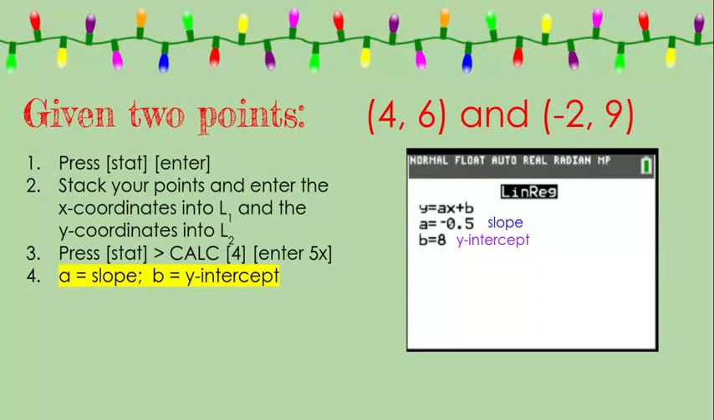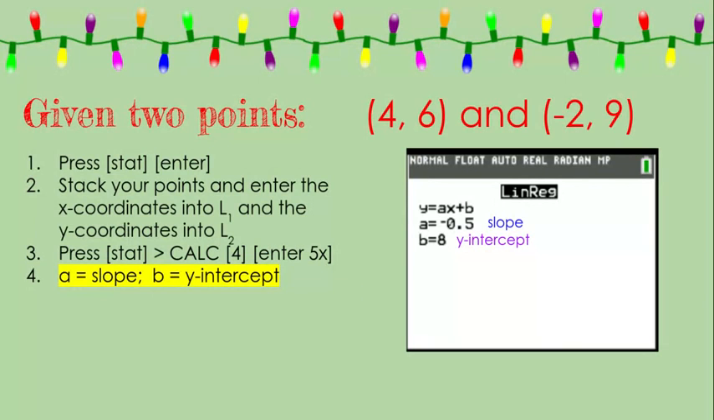On the calculator, instead of M, they use A for slope, but they do give you the slope-intercept form equation, y equals ax plus b, and then they give you the A and the B. So in this case, A is our slope, which is -0.5, and B, our y-intercept, is 8.